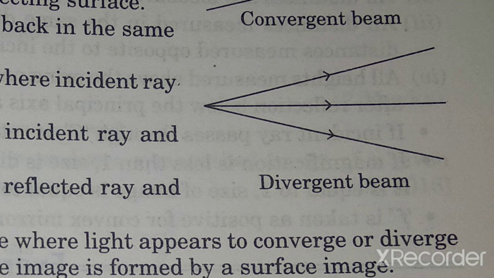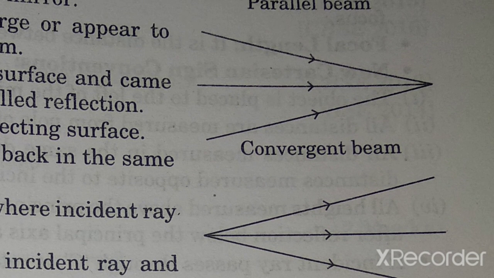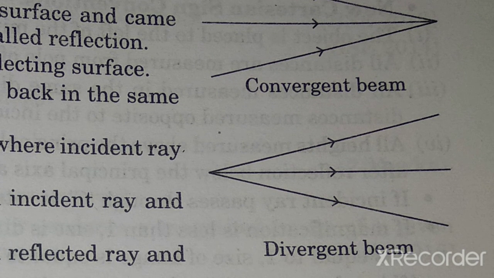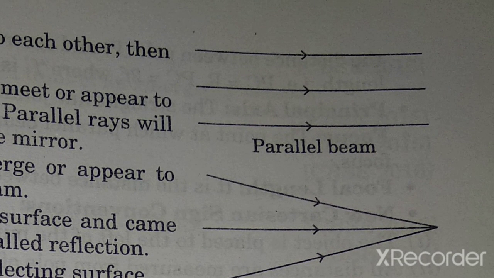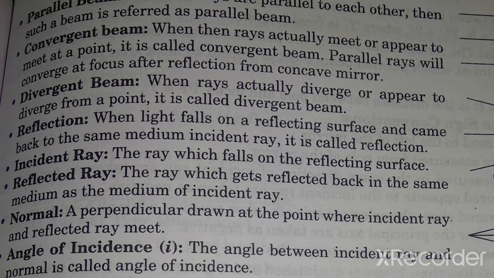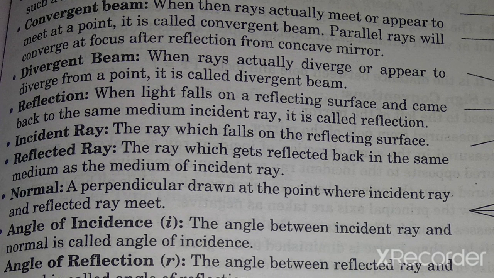They get diverged in different directions, while in a convergent beam they are converging towards a single point. This is the difference between convergent beam and divergent beam. While in a parallel beam, all the rays do not intersect each other and move along with each other, having a constant distance between each ray. Okay, now after understanding all the beams and a single ray of light, we can come to the phenomenon of reflection.